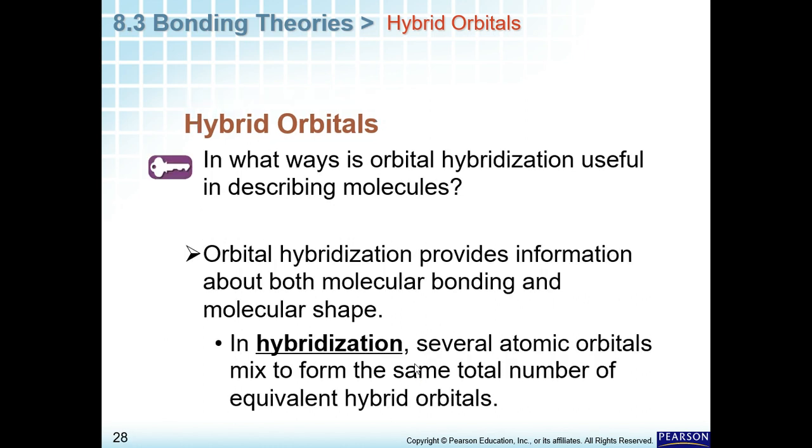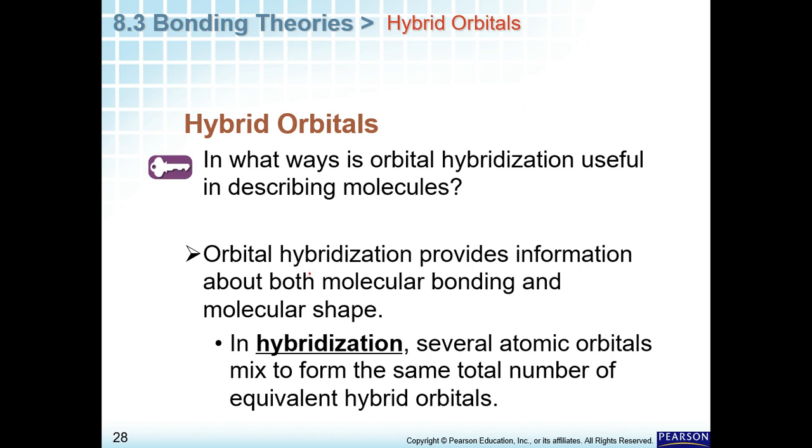So, in what ways is orbital hybridization, which is what we're going to learn about, useful for describing molecules? First, we have to identify what exactly hybridization is. Hybridization is where you take something and mix it together. It's kind of like my name, Tonda. You combine a Honda car and a Toyota and you get Tonda.